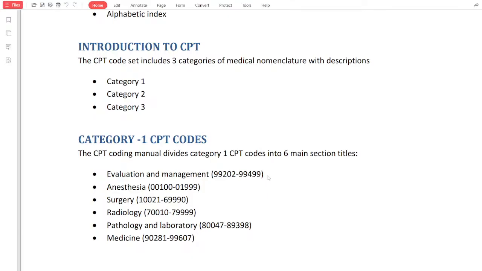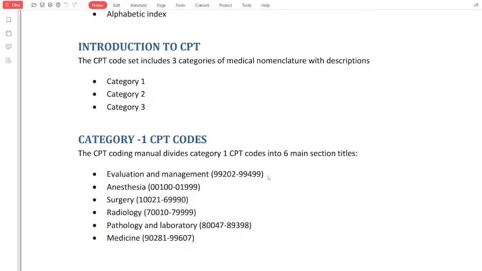You can see that evaluation and management is the first section of the CPT textbook, and then anesthesia, surgery, radiology, pathology and laboratory, and medicine. These are the main six section titles inside the textbook. Clear?